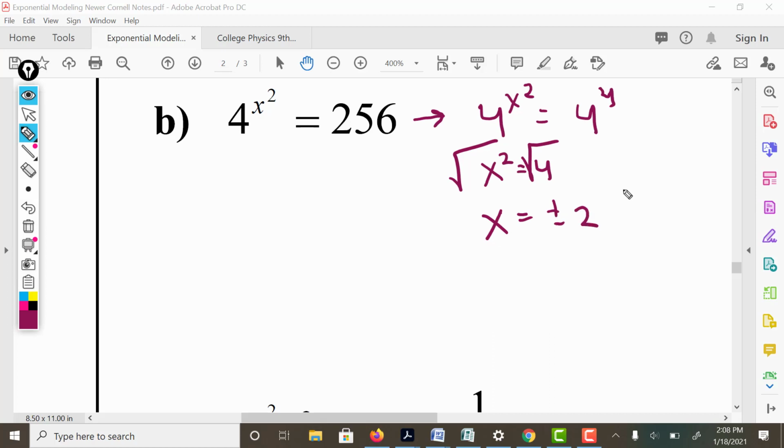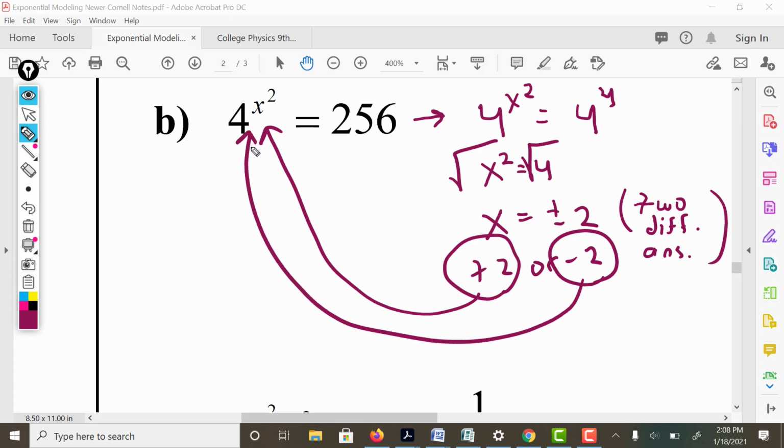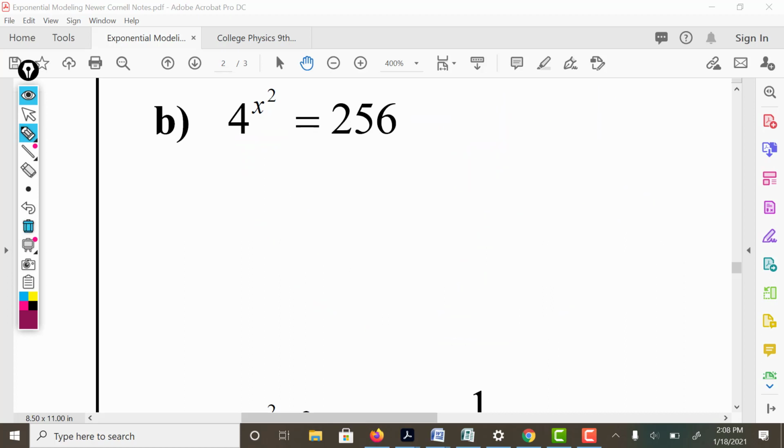So we do have 2 different answers. The 2 answers are a positive 2 or negative 2. Of course, it's up to you to also decide if both of these are answers or not. You would go ahead and plug them in one by one to see if they actually check out. An alternate way to do this would actually be to do this in terms of squares. So this is a bit more complicated.